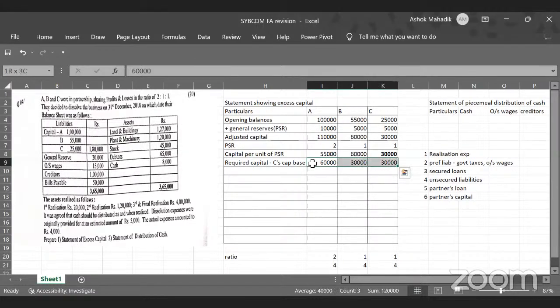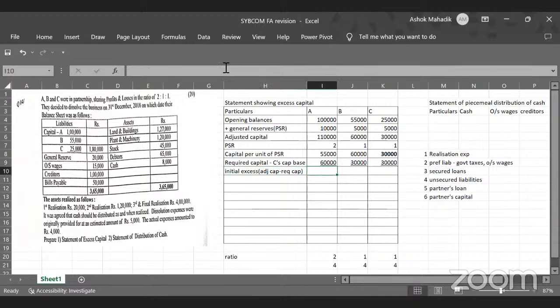Now we have to see who has brought more. So this is called initial excess. Initial excess: adjusted capital minus required capital. How will you get initial excess? Adjusted capital minus required capital. Okay, do it.